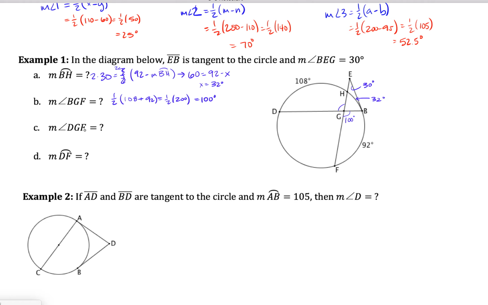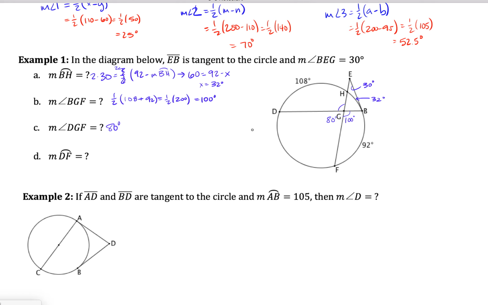The next thing it asks for is angle DGF, right? Angle DGF. So the easiest way, and there's a number of ways you could perhaps find this angle's measure, but I just look at this straight angle right here. DGB is a 180-degree straight angle. If this part of it's 100, then this part of it over here would have to be 80 degrees because they need to add up to 180. So I know that that's 80 degrees.